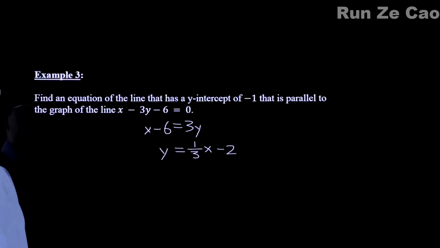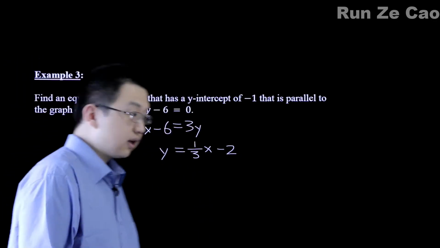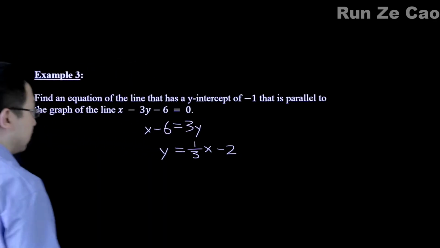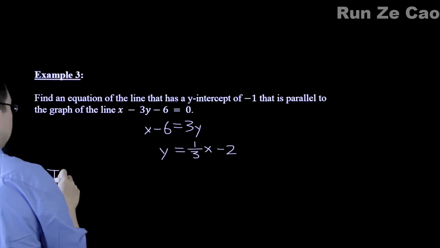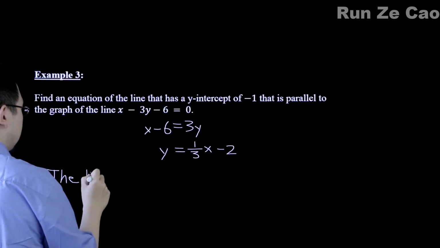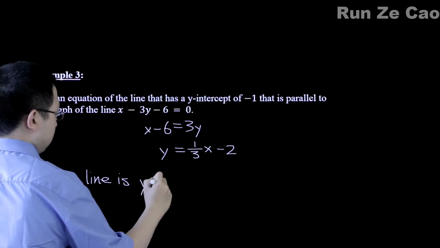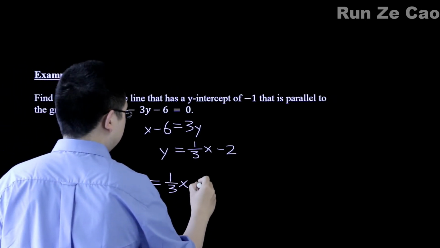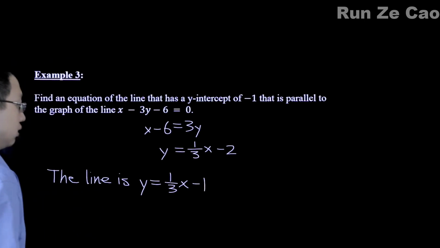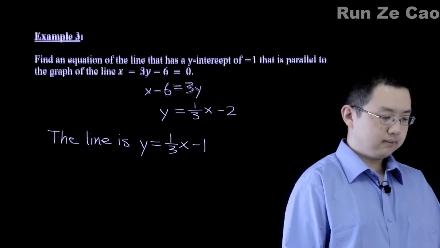Now, find an equation. That means we can use any of the forms that we want. In this case, it's pretty obvious that the form that we want to use is going to be slope-intercept. The line is 1/3 x minus 1. So y-intercept of -1 and parallel to the line shown.